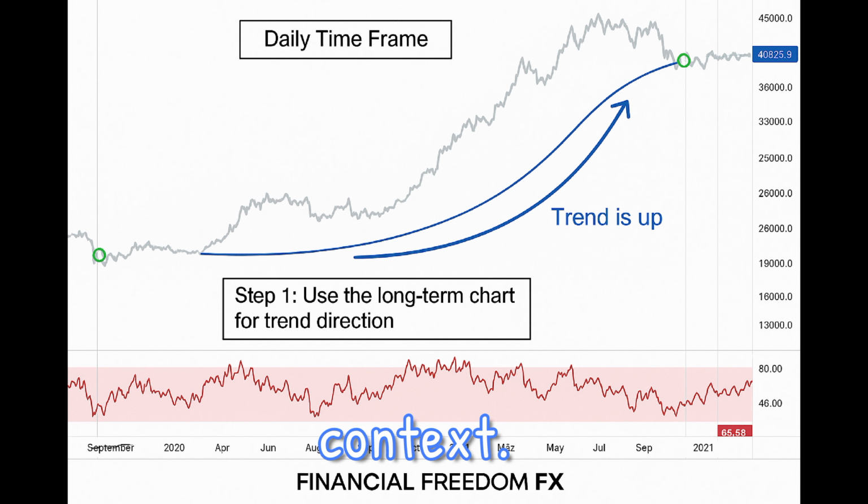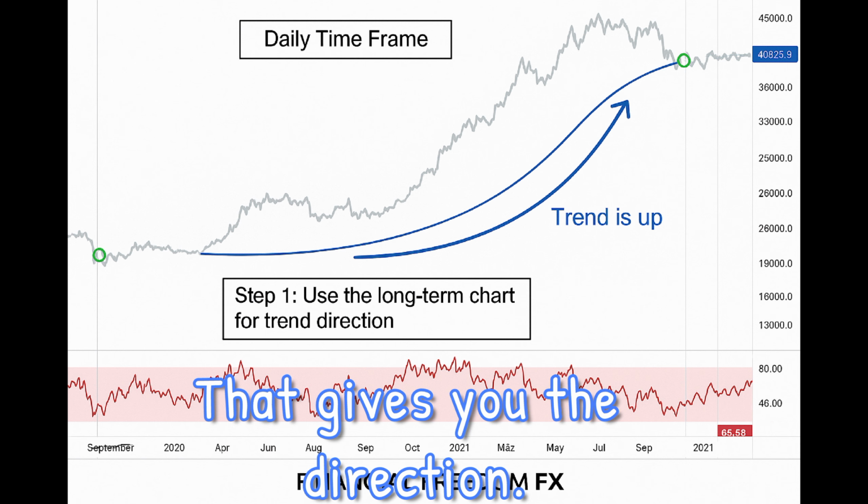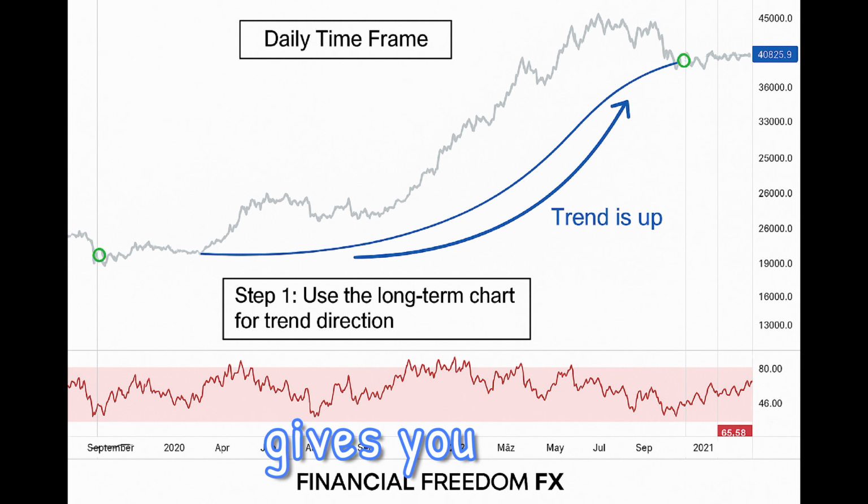This is your context. Before you enter any trade, always ask, what's the trend on the daily chart? That gives you the direction. The lower time frame gives you the entry.